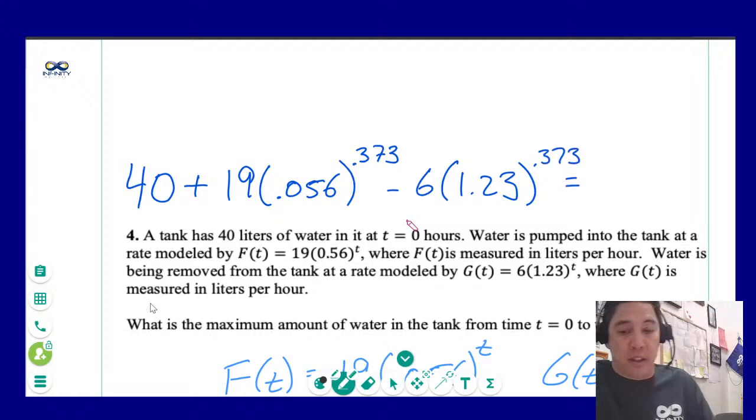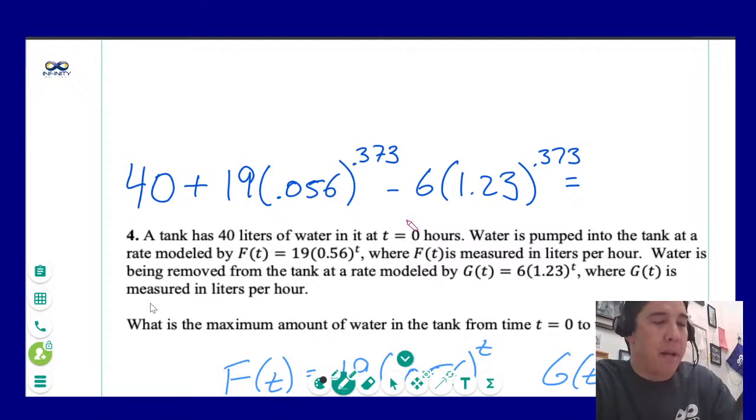And let's go back to our trusty calculator. Again, I'm going to have lots of parentheses. I'm doing 40 plus parenthesis 19 end parenthesis, parenthesis 0.056 end parenthesis caret parenthesis 0.373 end parenthesis. So that way my exponent is in a parenthesis, minus parenthesis 6 end parenthesis, 1.23 end parenthesis caret parenthesis 0.373. And I get, I don't like my answer at all.